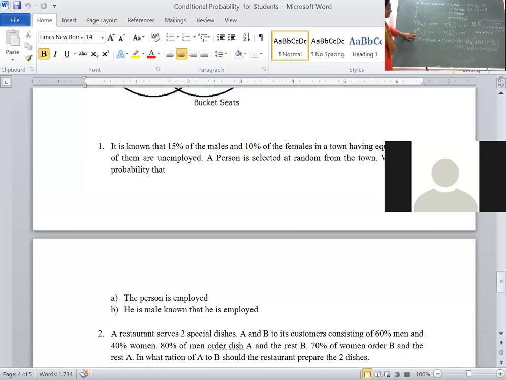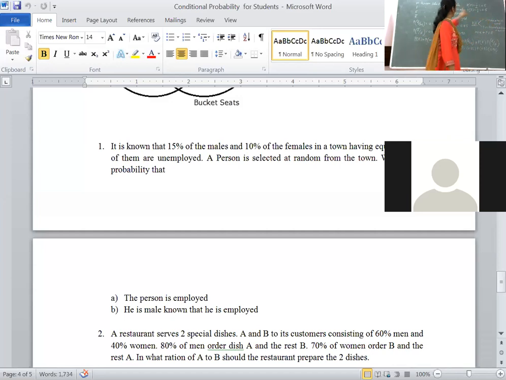Again, I am repeating. Probability that the person is employed. What are the possible options? Person is a male and he is employed. The other option is person is a female and she is employed. Two conditions. Person is a male and he is employed, that is simultaneous happening of both the events.